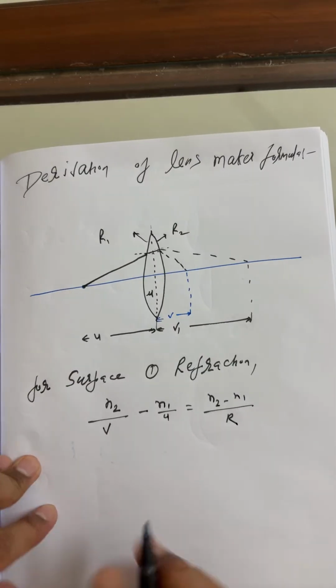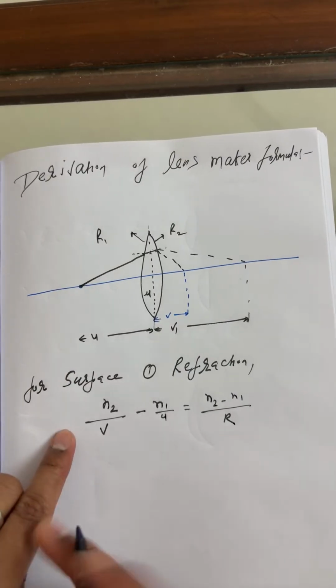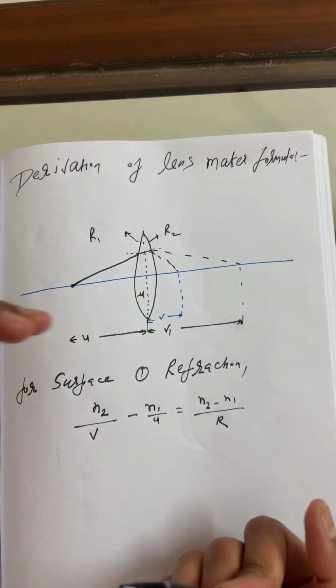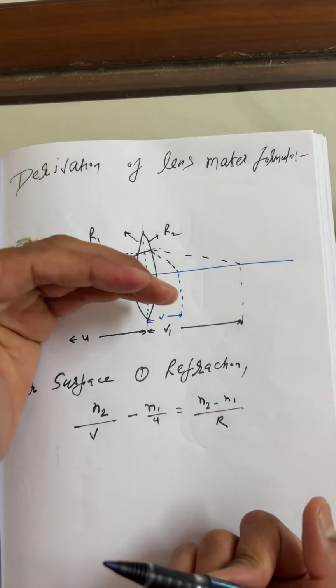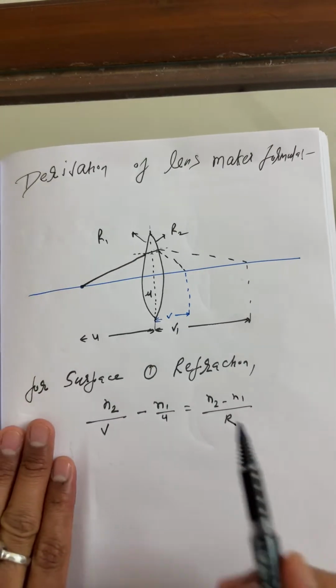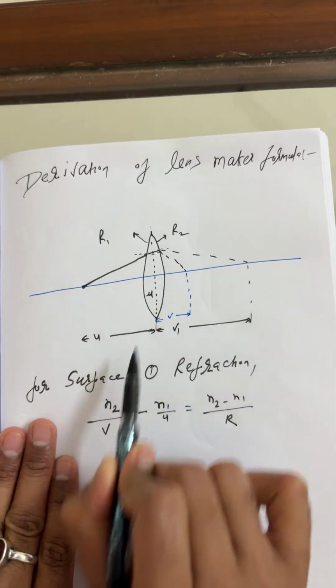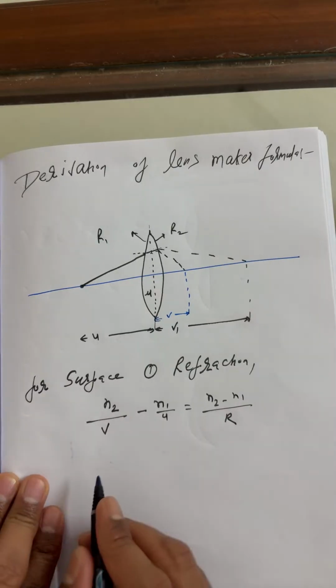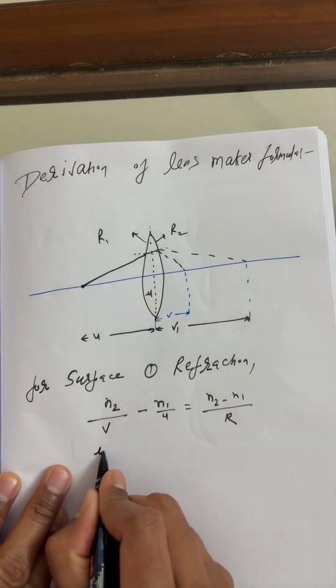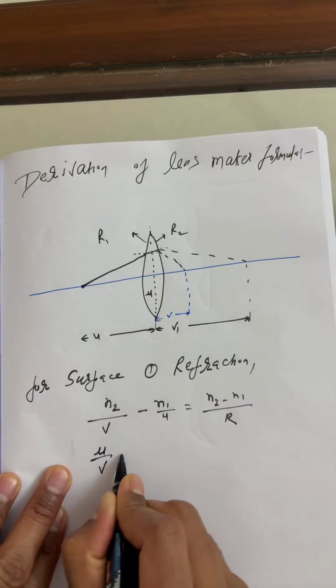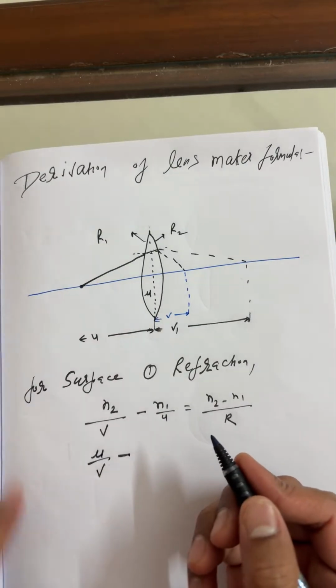That's all. So here, students, the rays are finally going to stop at N2. So the ray is stopping over here. So don't be confused: N2 is equal to mu. So you can say mu by V minus N1, which is for air only.